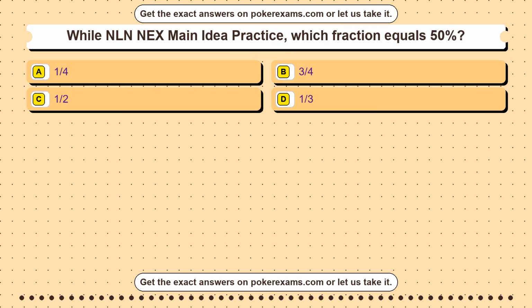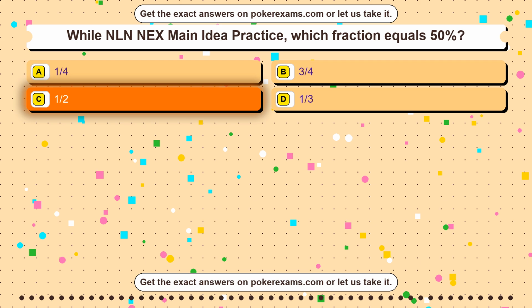Question 47. While NLN NEX main idea practice, which fraction equals 50%? Option A, 1/4. Option B, 3/4. Option C, 1/2. Option D, 1/3. The correct answer is option C, 1/2.